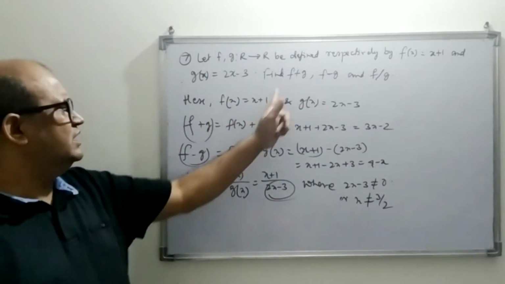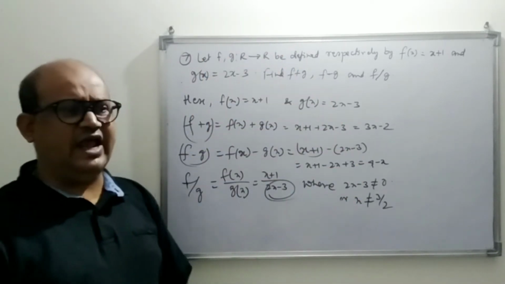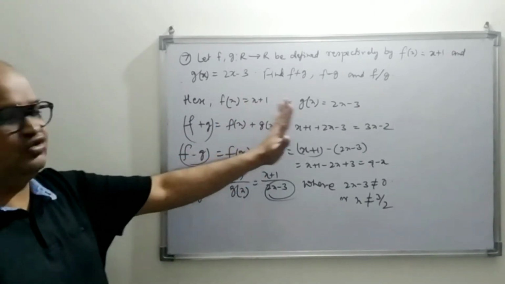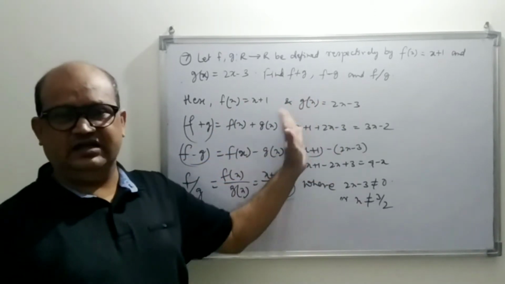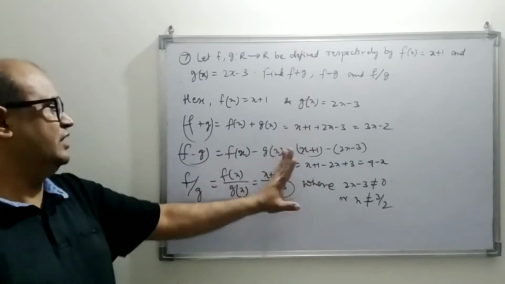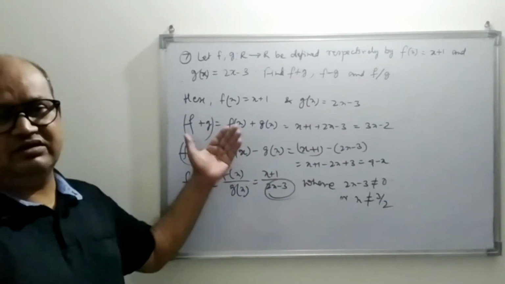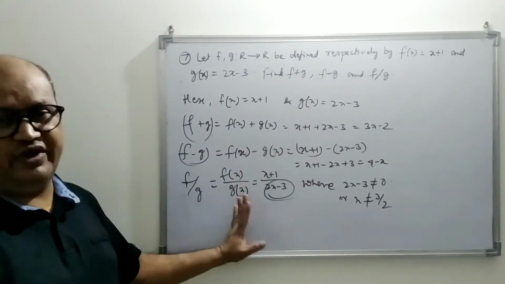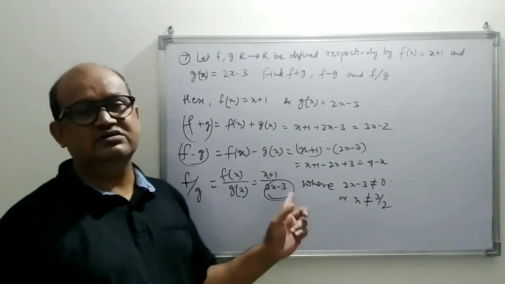So if two functions are given, then the addition of them is the simple addition of those functions. Subtraction is also the difference of those functions, and the quotient is similarly function 1 divided by function 2, where function 2 must not be equal to 0.